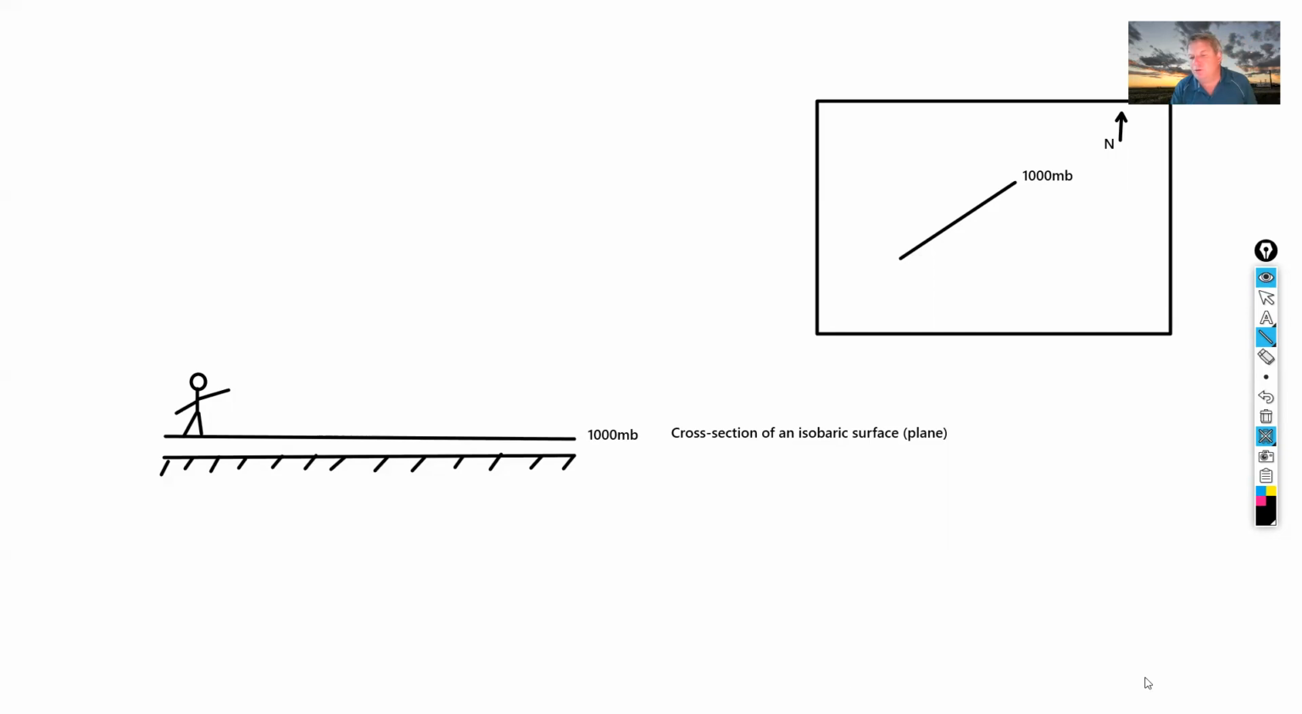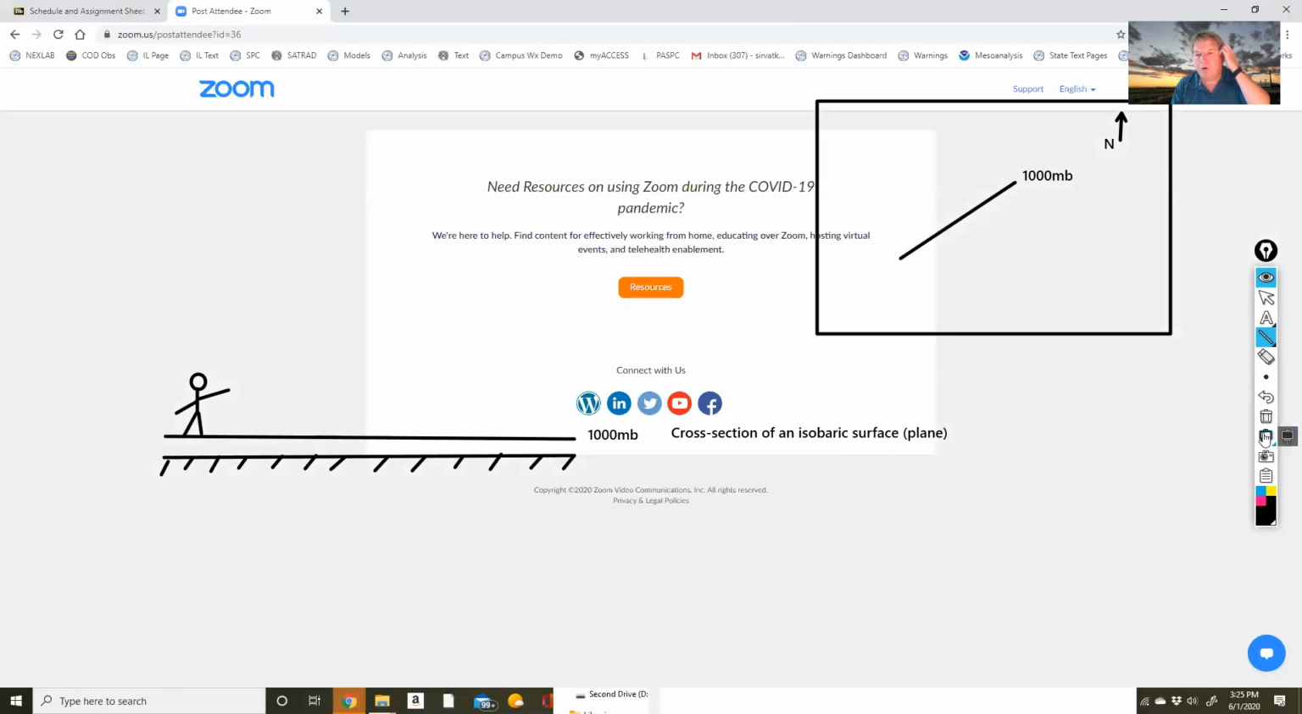So as I move, and I always get confused whether you see me on Zoom when I have the whiteboard up. I don't think you do. But what I'm imagining is a plane. And if I walk left or right or this way or backwards on that plane, every place on there is the same pressure. That's why we call it isobaric, all the same pressure.